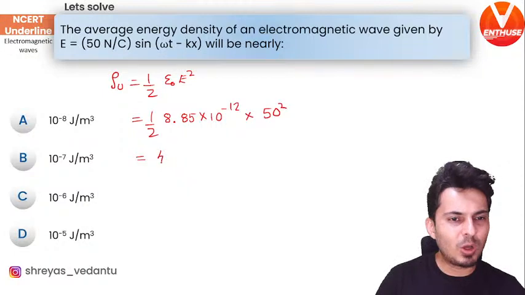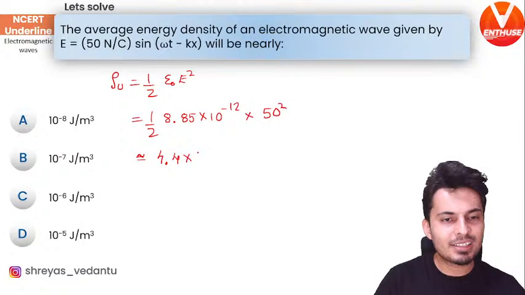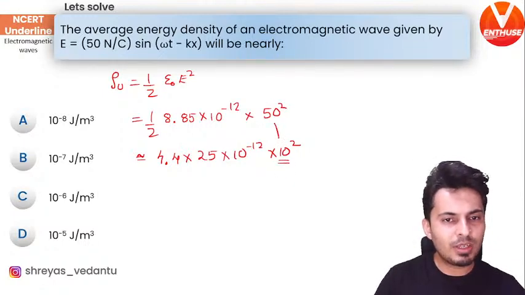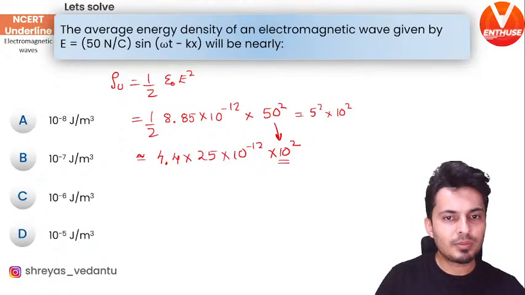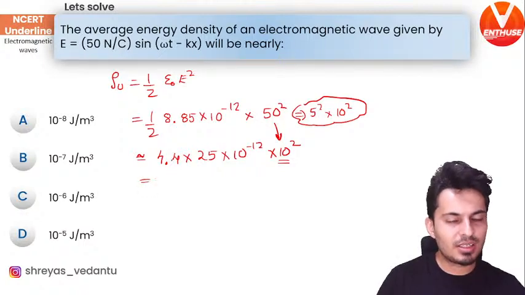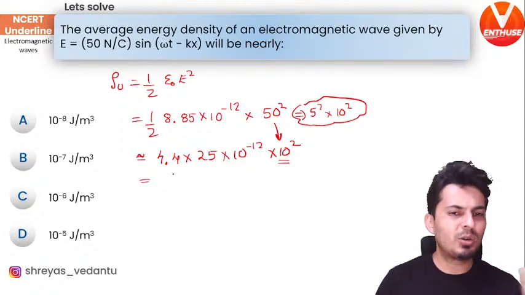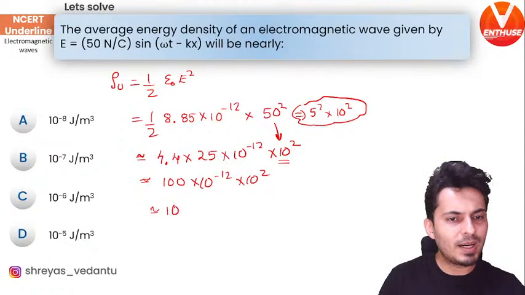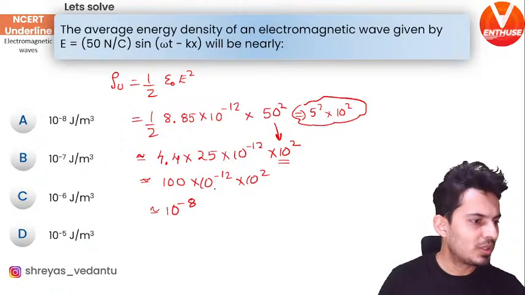So 8.85 will approximately become 4.4, into 5 square which is 25, into 10 to the power minus 12, into 10 to the power 2. Where did this 10 to the power 2 come from? When you do 50 square, it is nothing but 5 square into 10 square. I hope this is clear. So 4 into 25 is almost 100. It is 100 into 10 to the power minus 12 into 10 to the power 2. So approximately, are you getting 10 to the power minus 8 joules?